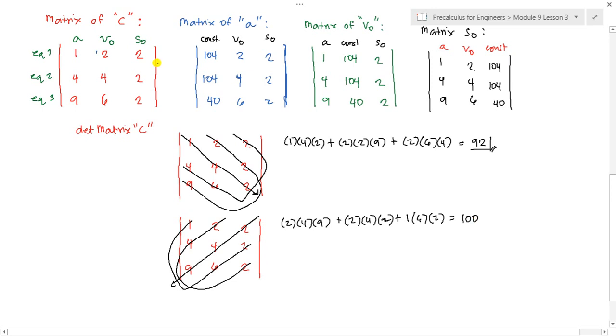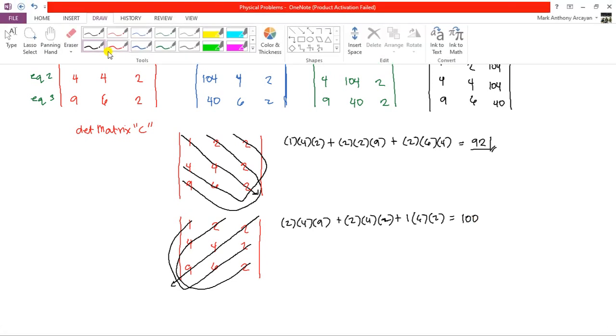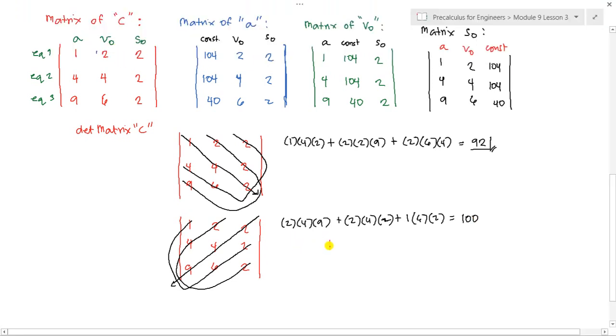Okay, so the determinant here is the difference. The difference of the first minus the second, the result we just got. So that is 92 minus 100. The answer here is negative 8. So therefore, this is the determinant of the coefficient matrix C.